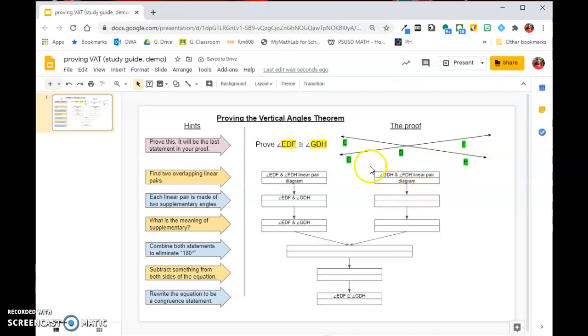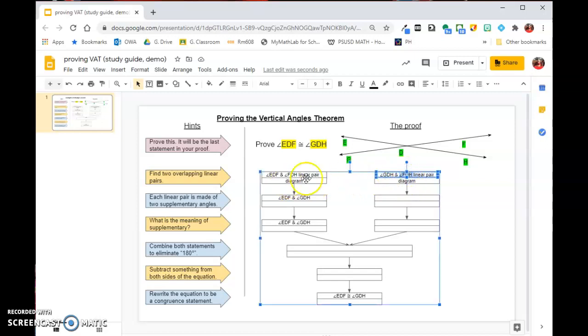Let's double check. GDH and FDH. Okay, so that's this pair of angles. Going to run down the right side. And then this pair of angles, going to run down the left side. EDF, FDH. Notice if I've done this correctly, I have FDH on both sides. That's what we'll be subtracting later on. Let's go fix where I had the wrong letter here. Okay, I have other work to do there also.